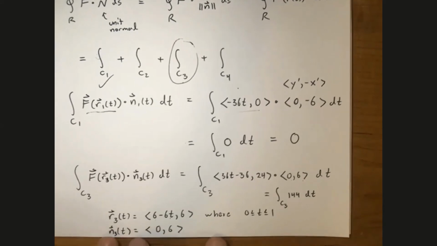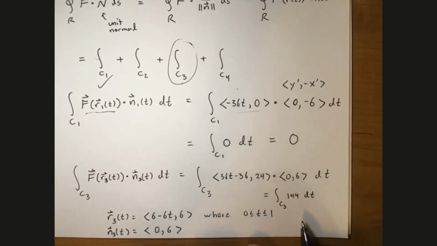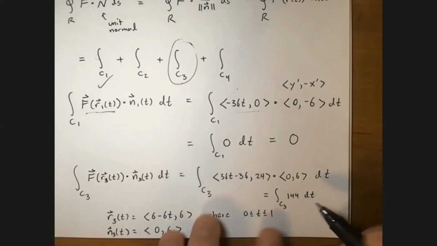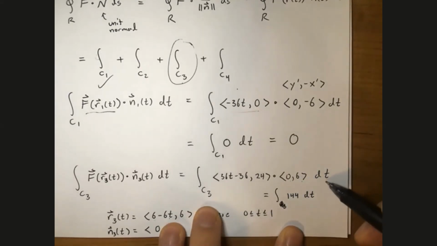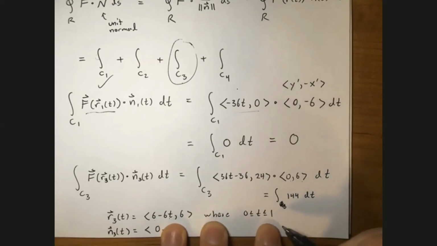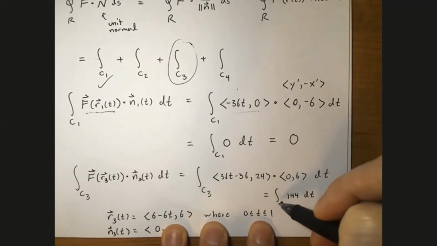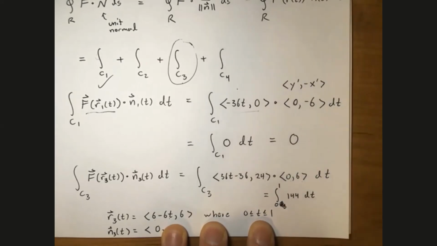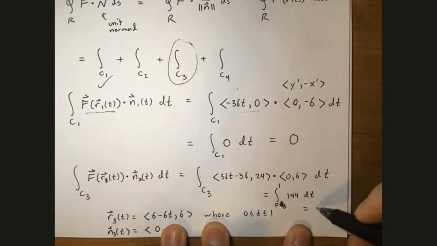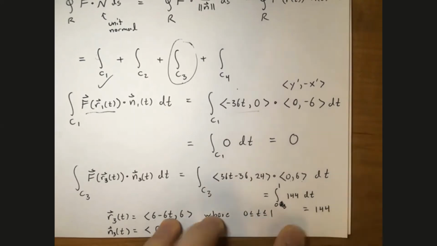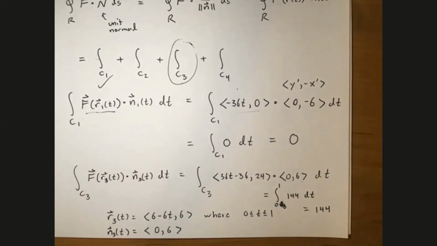Now, when I went to the dt's, I should have specified the bounds and the endpoints of my integration, right? So 0 to 1. So this thing actually ends up being 144 if I integrate that from 0 to 1. So yeah, you don't get 0 here.